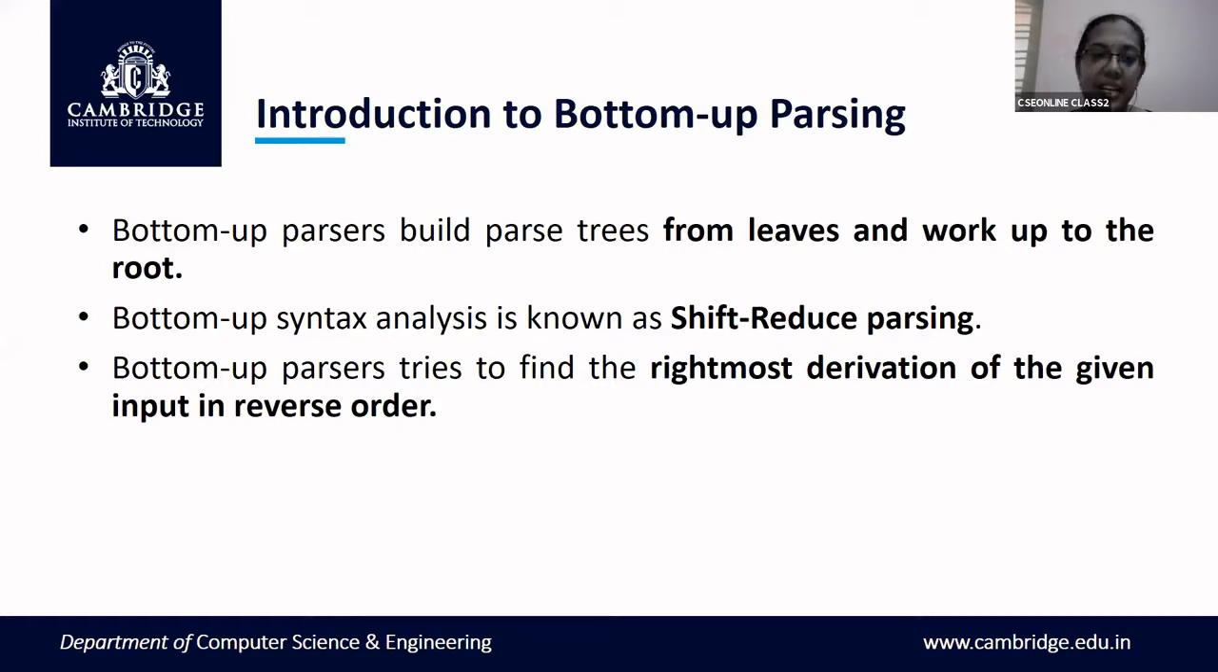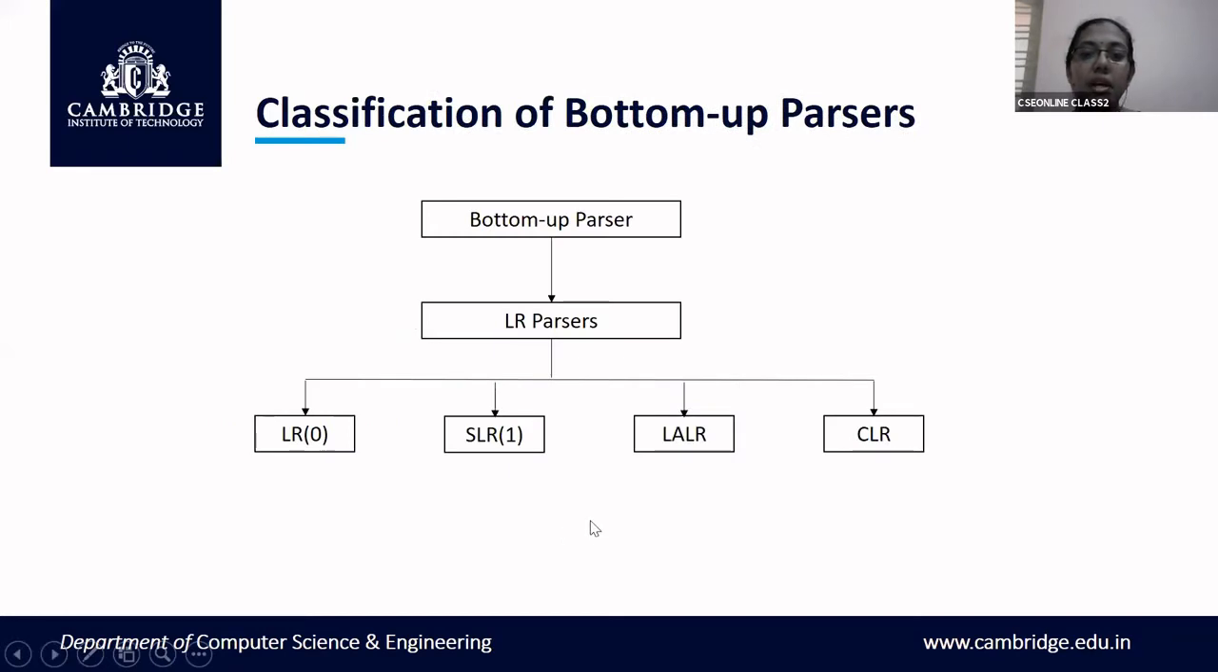So the next slide shows the different types of bottom-up parsers that are available. Here, bottom-up parsers are LR parsers. LR parsers are also called shift-reduce parsers. Okay, because in later topics we'll see why exactly it is called a shift-reduce parser. Why is a bottom-up parser called a shift-reduce parser?